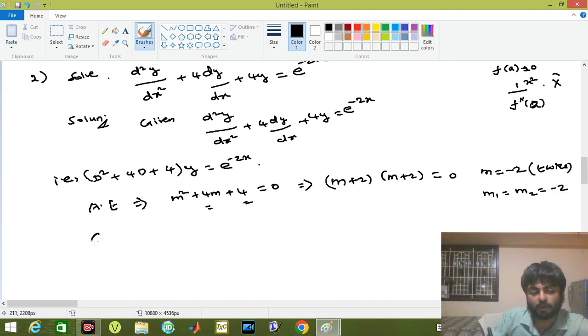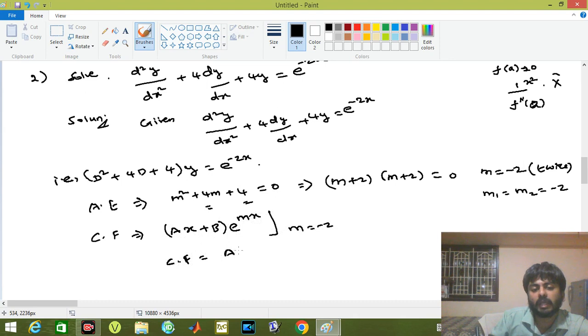So for this the complementary function is given by (ax plus b) into e power mx, where m equal to minus 2. So the complementary function is (ax plus b) into e power minus 2x. So this is your complementary function. You have to write very carefully.